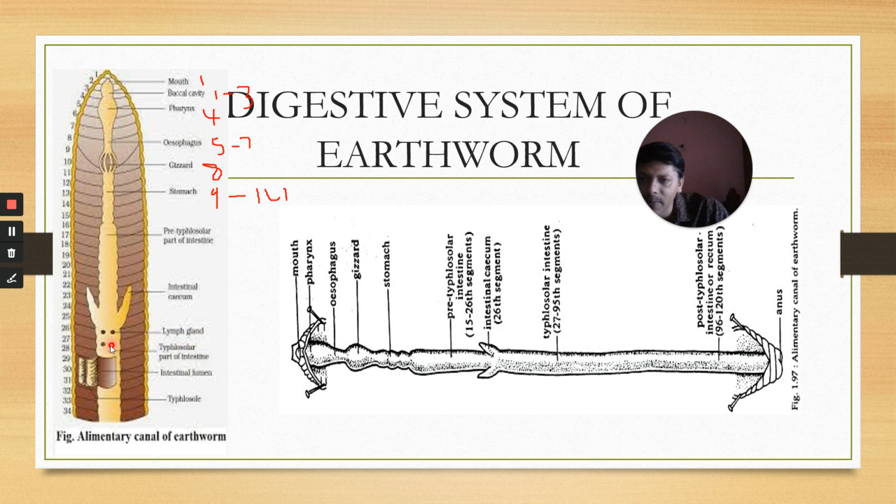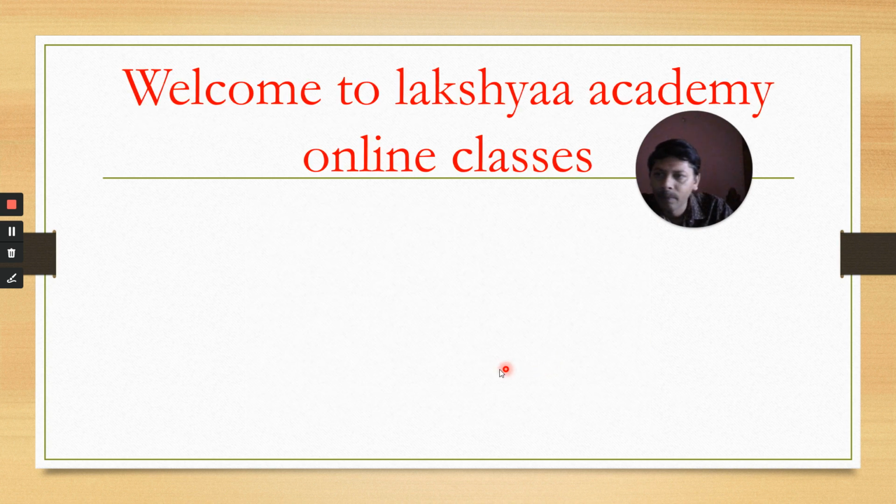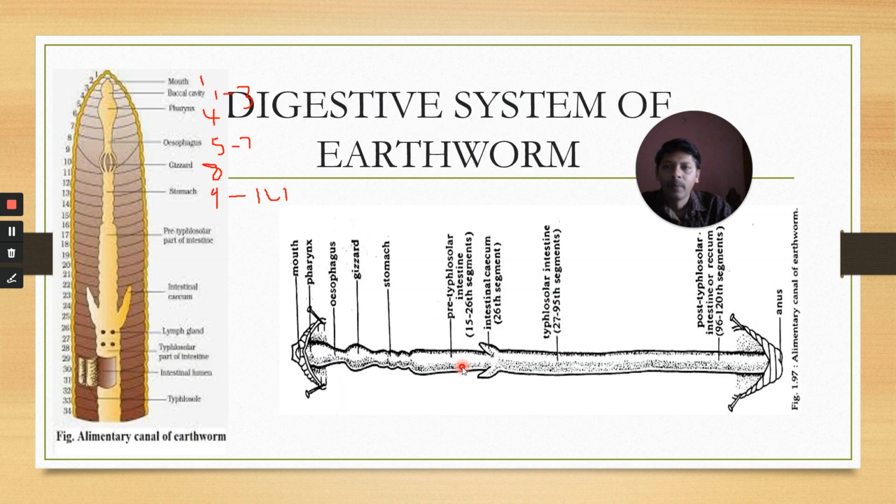There are lymph glands also present in the 26th and 27th segments, and here you can look at this part. This is the typhlosole. This is that part, typhlosole. It is present on the dorsal side, not on the ventral side. Next, there are intestinal caeca, and the typhlosole starts here. After the typhlosolar region, it is not shown in this diagram. Only up to 34 is shown here. The total alimentary canal is shown here.